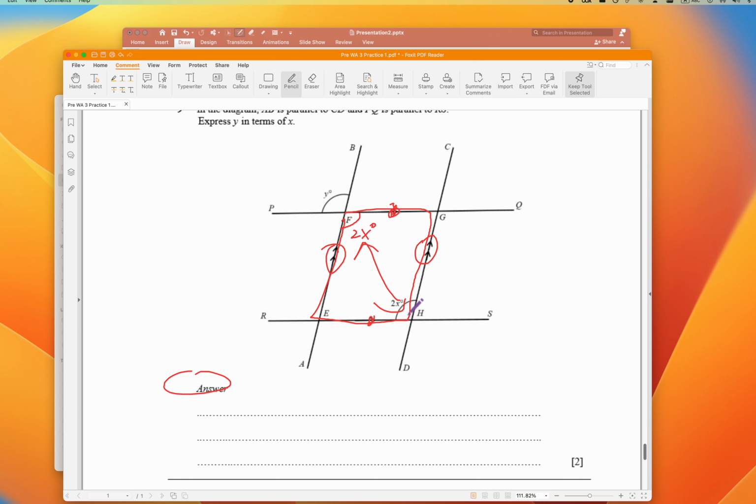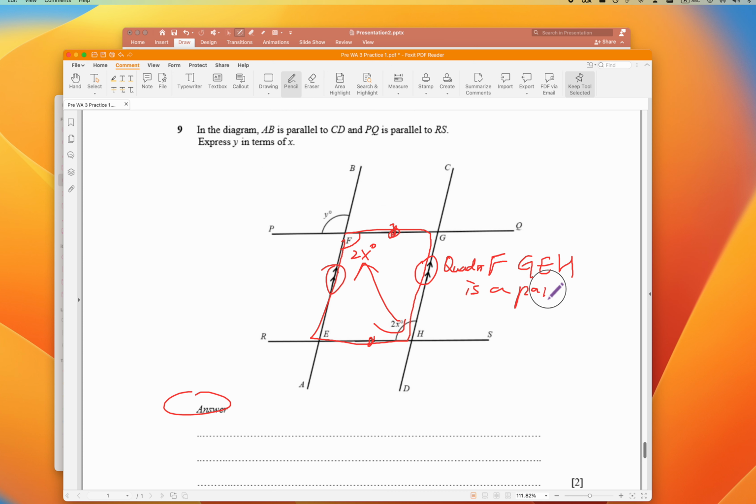You understand me or not? So basically, you need to say like this: F, G, E, H. Oh, this is called quadrilateral. Quadrilateral is a pair. Did they say parallelogram? Yeah. Parallelogram. Okay.